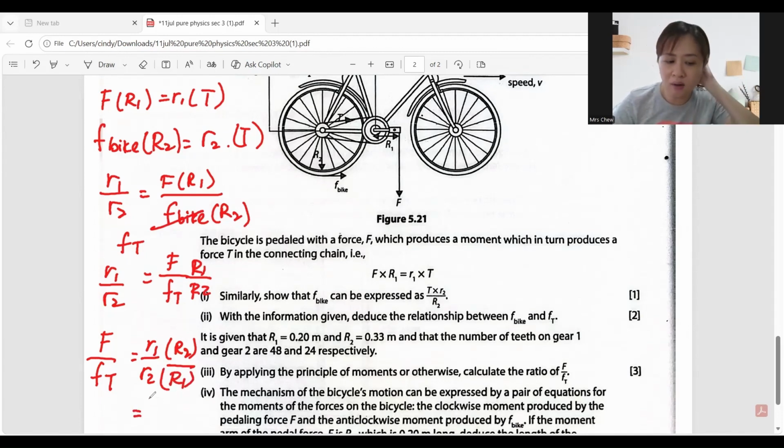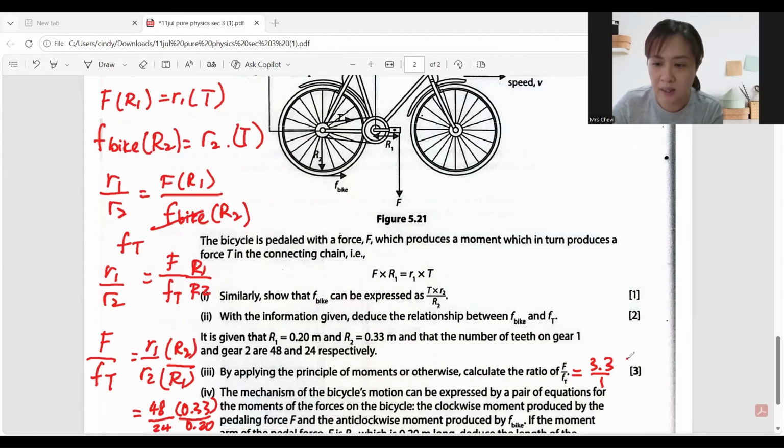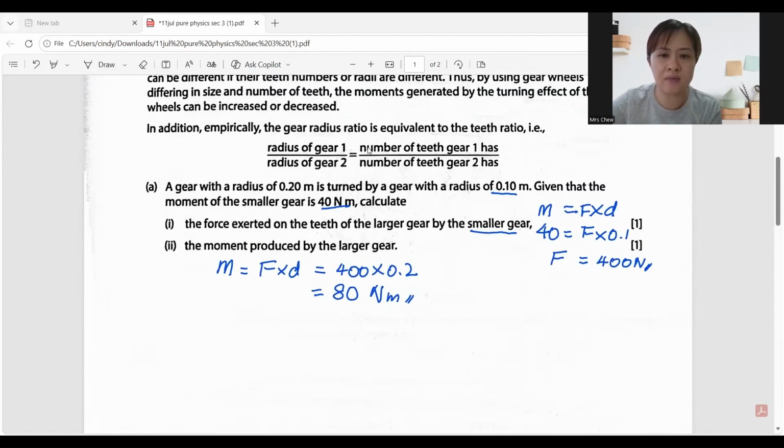We have to put in all the information that we are given, which is 48, and this is 24, and this is 0.33, and we have 0.20. You press the calculator, and it will be equal to 3.3 over 1. So the answer will be 3.3. So basically, the ratio of the number of teeth of 1 over the number of teeth of 2 is the same ratio as the ratio of the radius of gear 1 over radius of gear 2.